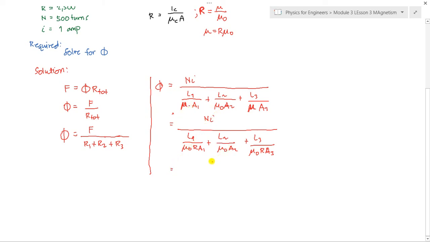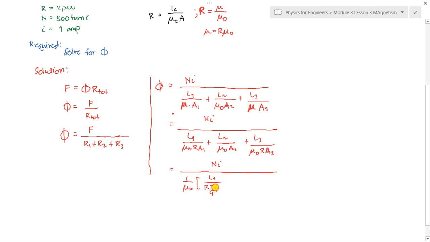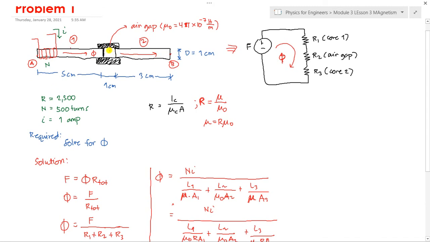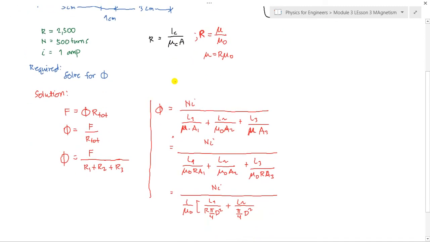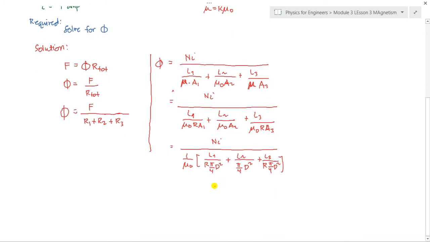So we have Ni all over 1 over mu o multiplied by L1 over R area 1. Actually, this is a circle, so we just put here pi over 4 d squared. Plus L2 all over area 2, that is pi over 4 d squared. Again, they have the same diameter, even the air gap, because it is an enclosure and confined, so all have the same diameter. Then plus L3 all over R pi over 4 d squared. So we can factor out the diameter squared and also pi over 4 since they have the same area. So we substitute first.